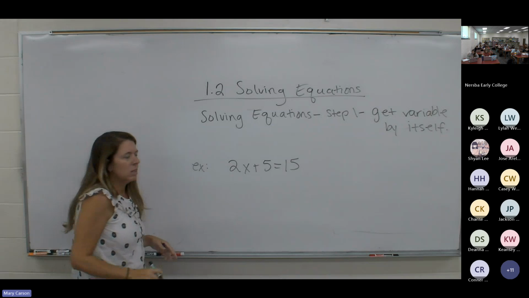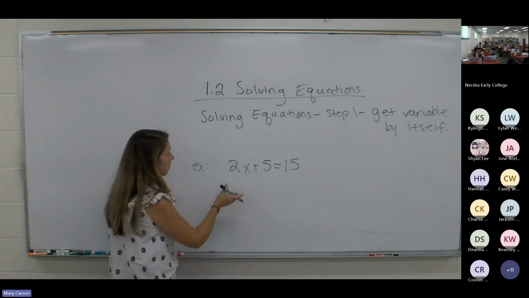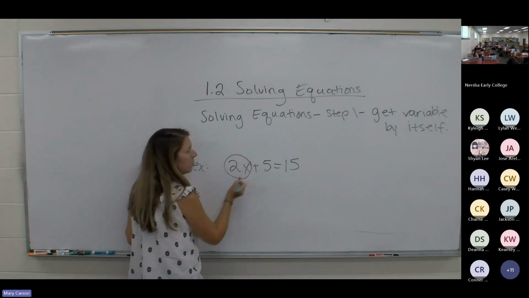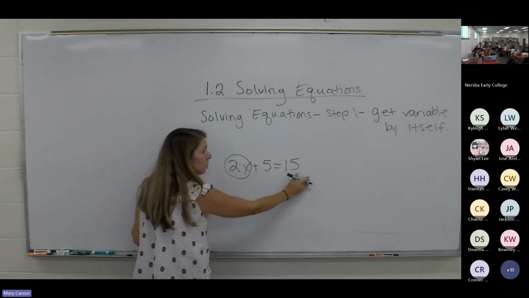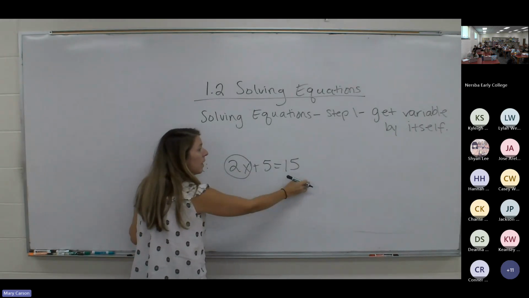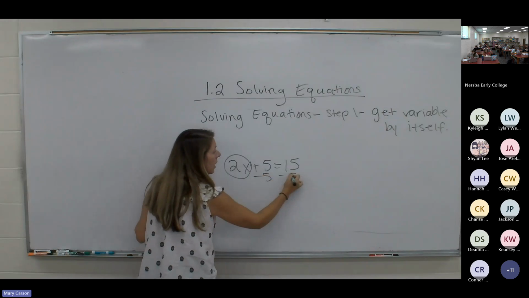Good job, guys. So I like to circle where the variable is first. Okay, so the 2 is with the x right now, so I can't touch that. So I need to move the 5 over, and the way that we move the 5 over is subtract, right? We subtract it to get to 15.